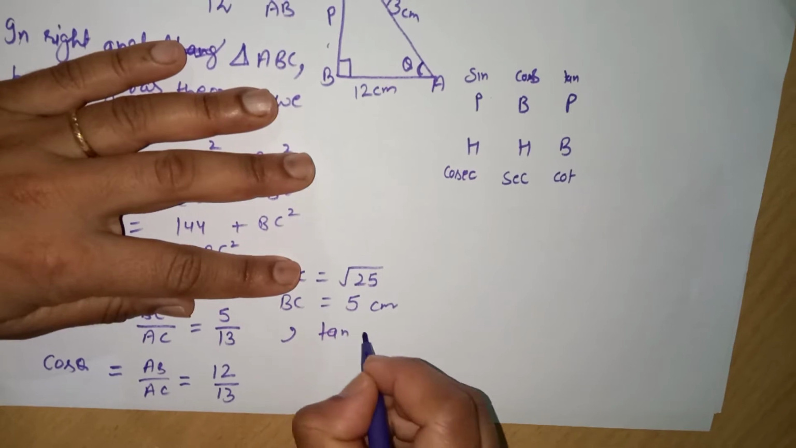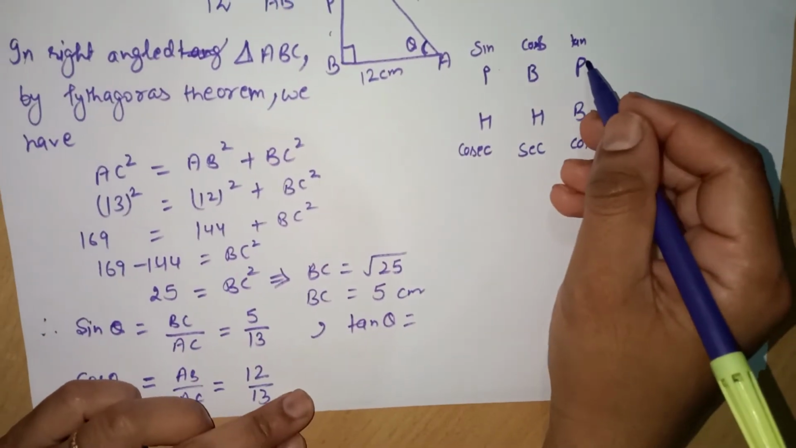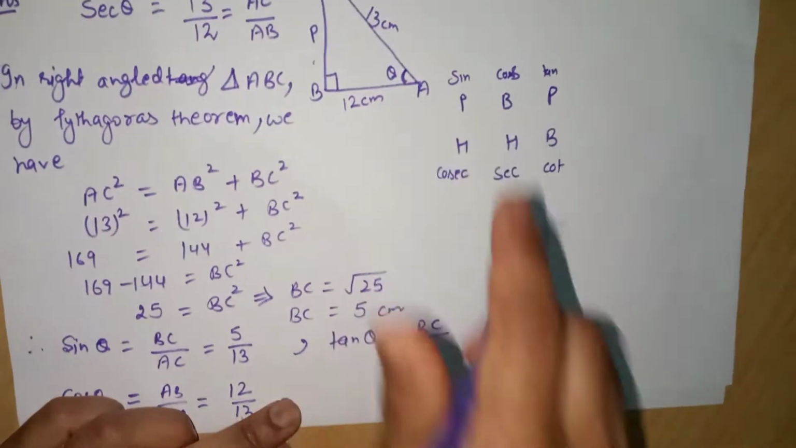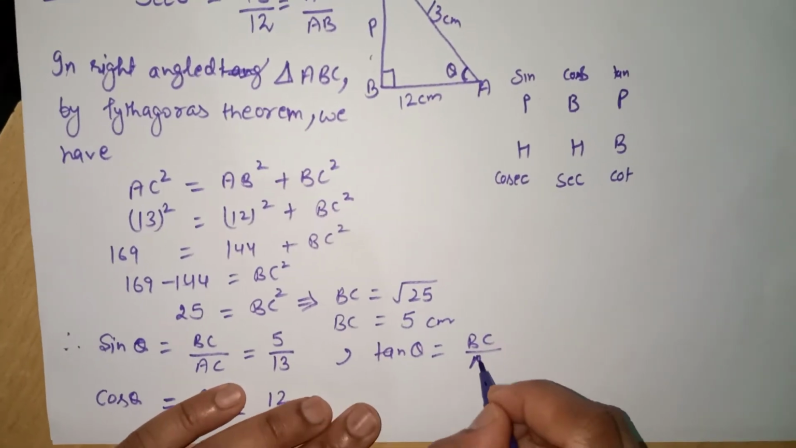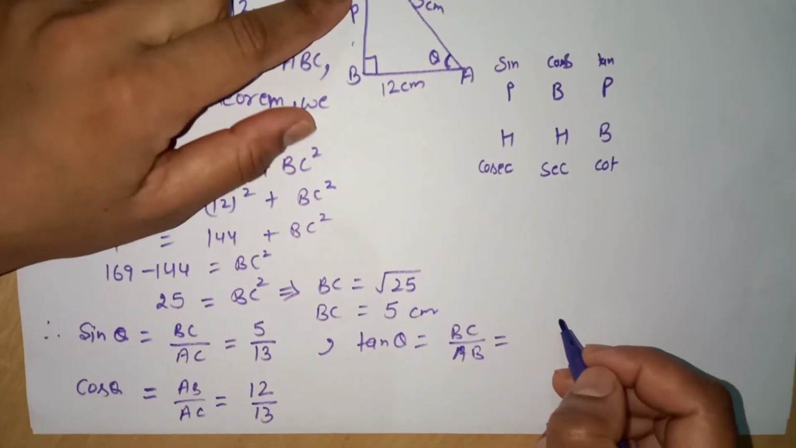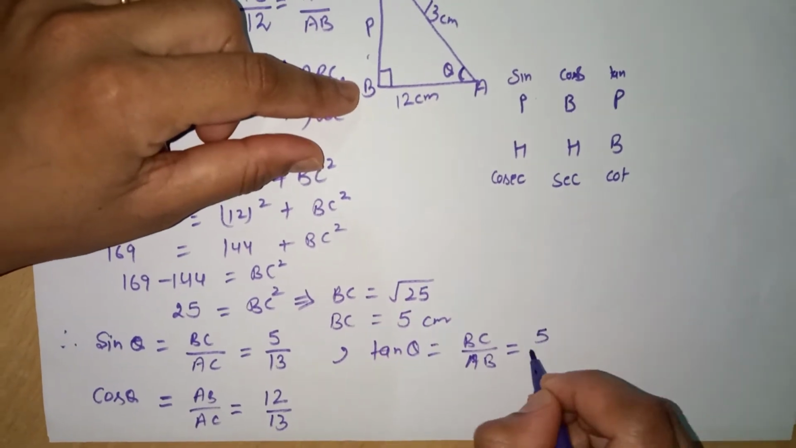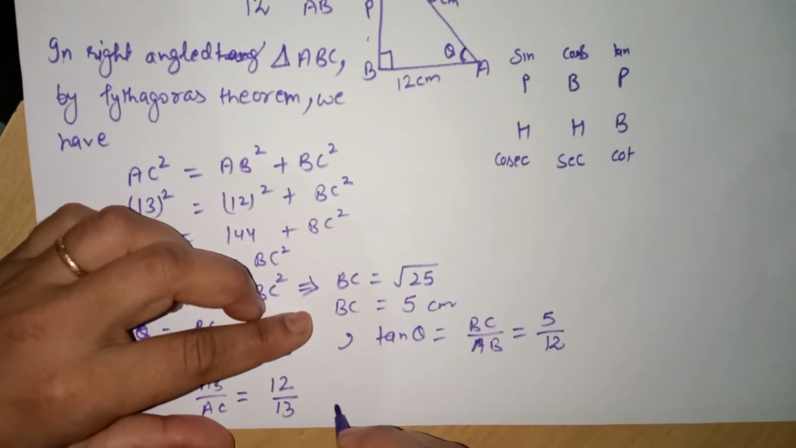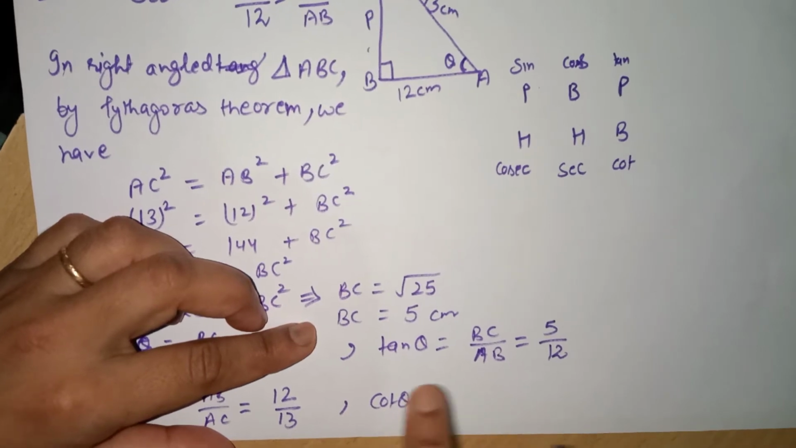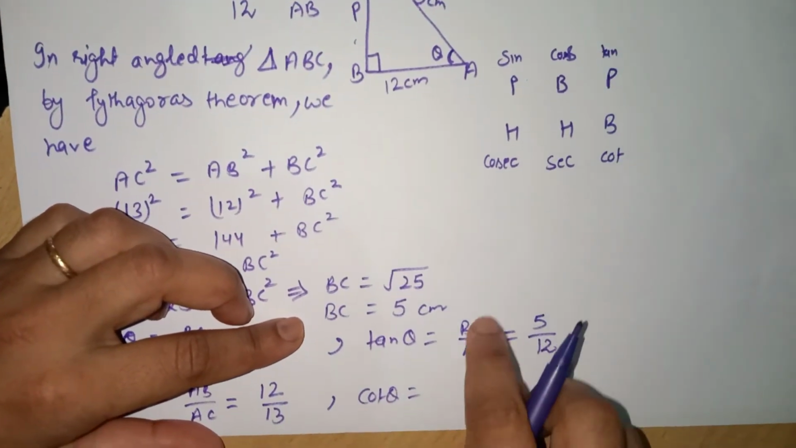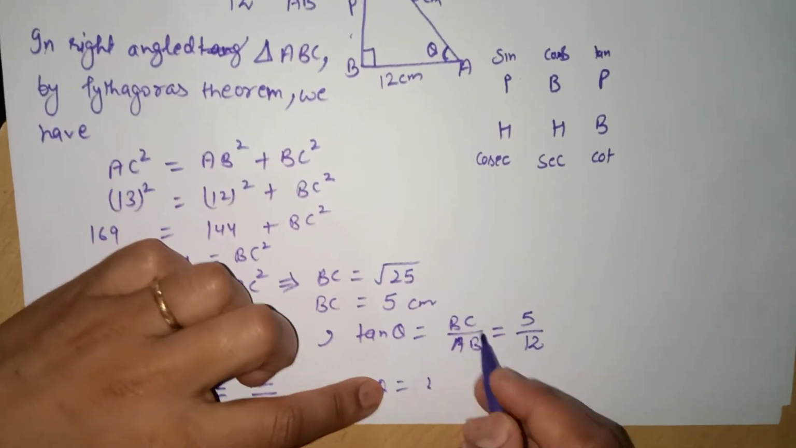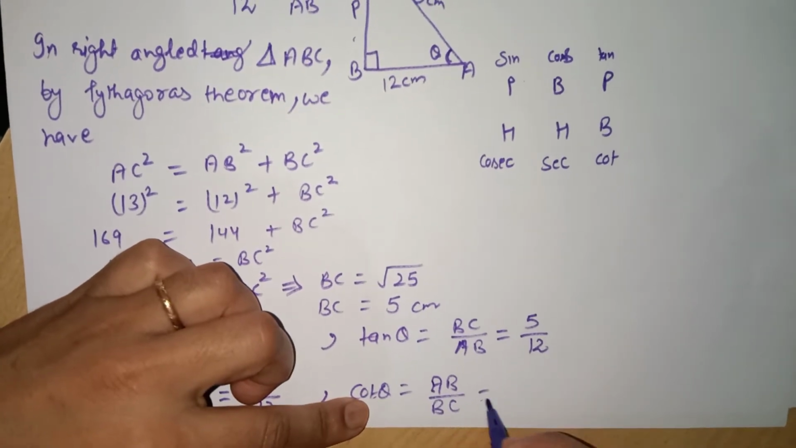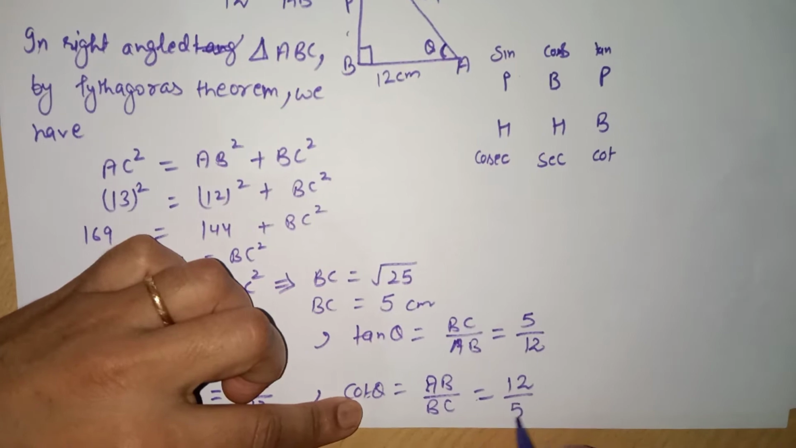Now tangent theta. What is tangent theta? Perpendicular upon base. Here perpendicular is BC upon base AB. Perpendicular BC is equal to 5 cm and base AB is equal to 12 cm. Now the next value is cot theta, and we know that cot theta is the opposite of tangent theta, so we will write the opposite value here. Here cot theta will be equal to AB upon BC, or you can directly write the inverse here, 12 upon 5.